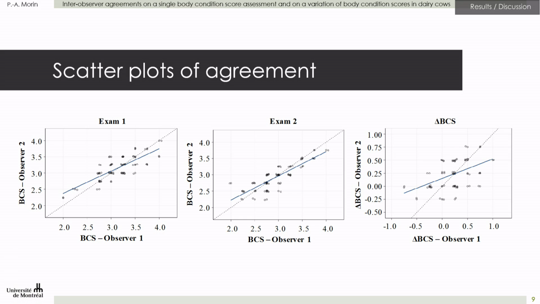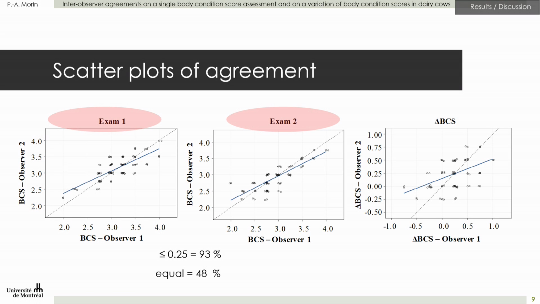For all pairs of observers, we did scatter plots. You have the observation of observer 2 on the vertical axis and of observer 1 on the horizontal axis. You can see that the shift on the slope is really similar to the perfect agreement line, corresponding to the dashed line, for exam 1 and exam 2, while for the variation of BCS, or the difference between 2 measures, the shift is really more important.